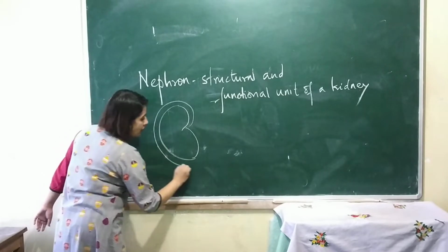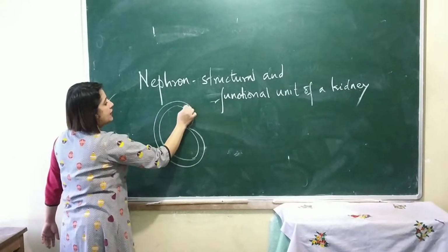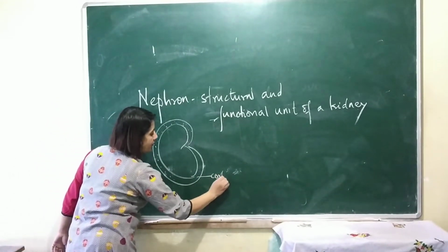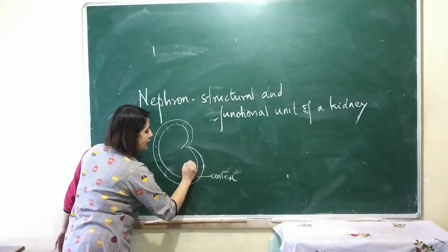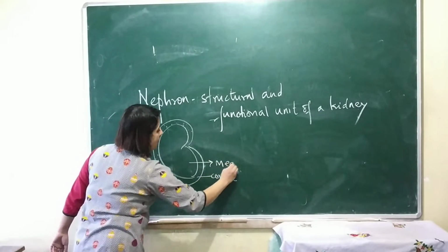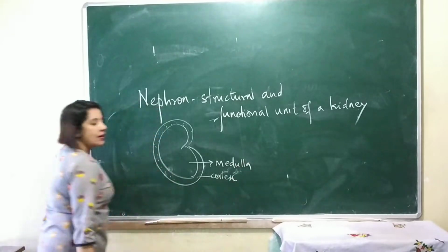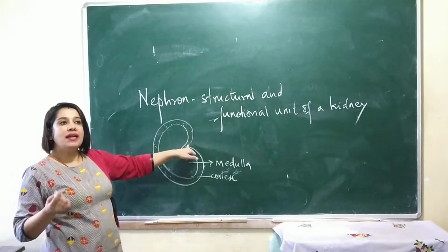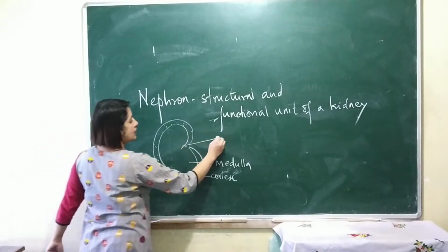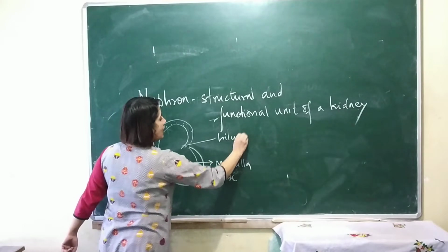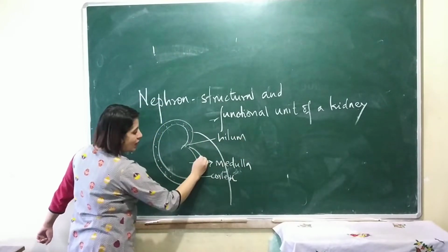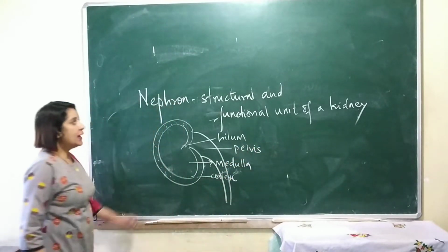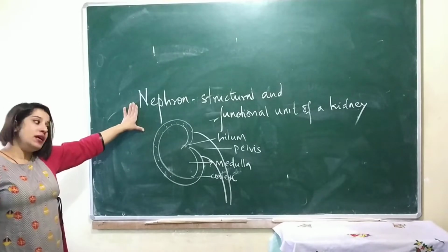I had told you all the kidney consists of an outer darker portion called cortex and an inner lighter portion called medulla. The portion from where the ureter arises is called hilum, and the ureter is wider towards the hilum and it is called pelvis. Today, we will be doing the structure of a nephron.